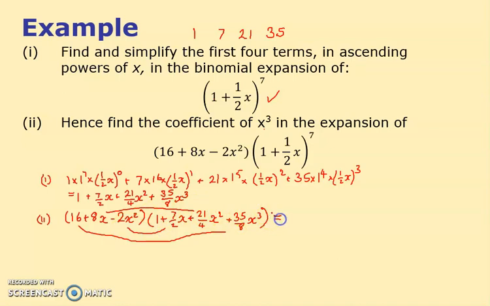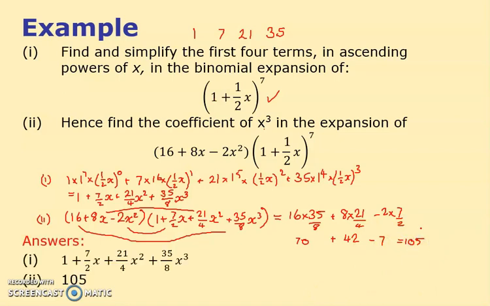So if I do these 3 things, I get 16 times 35 over 8. That gives me 70. Then I would get 8 times by that. I think that gives me 42. So 8 times by 21 over 4 gives me 42. And then my last one is a minus 2 times by 7 over 2, and that's obviously minus 7. So I think that's 105 when you do that. Let's see if that's the answer. 105. Good. So it worked out quite nicely.